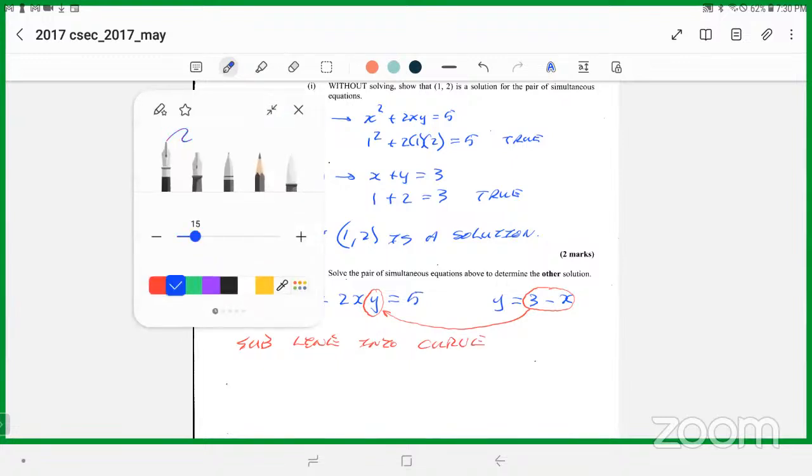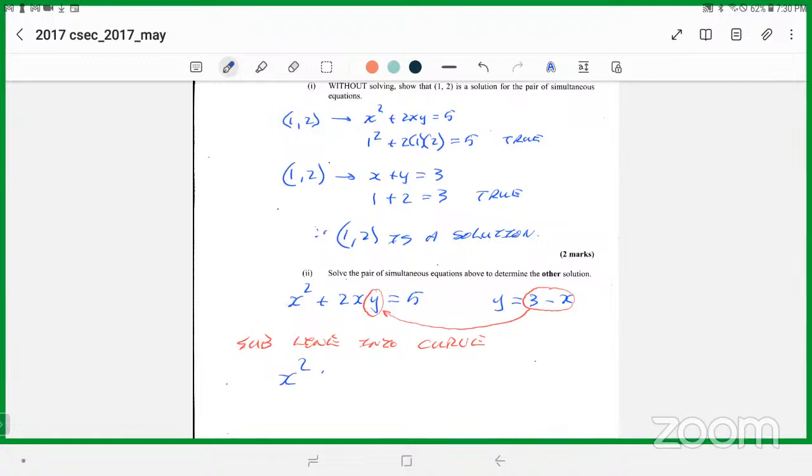And what we're going to get? We're going to get x squared plus 2x into 3 minus x equals 5. But understand that? You substitute for the y. Because at the point of intersection, the y values are the same. So the line is saying y equals 3 minus x, so the 3 minus x is the same value on the curve. That's why you can substitute it in the curve for the y. Because at the point of intersection, the x values are the same and the y values are the same. So we're trying to find the point where the y value on the line equals the y value on the curve. And that's why you can make that substitution.